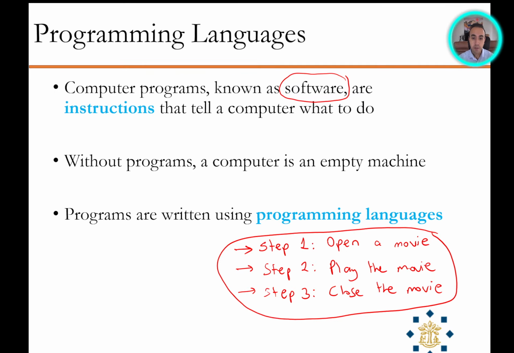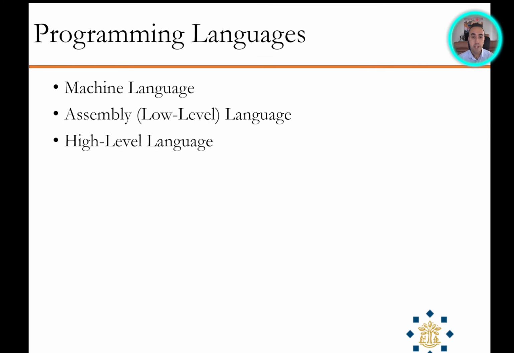And we are going to write the programs using programming languages. In particular, we are going to use Python in this module, but there are also other programming languages that some other schools might teach, I don't know, Java, C++, but in Tilburg, we teach Python. And there are 3 types of programming languages: machine language, assembly language, and a high-level language.